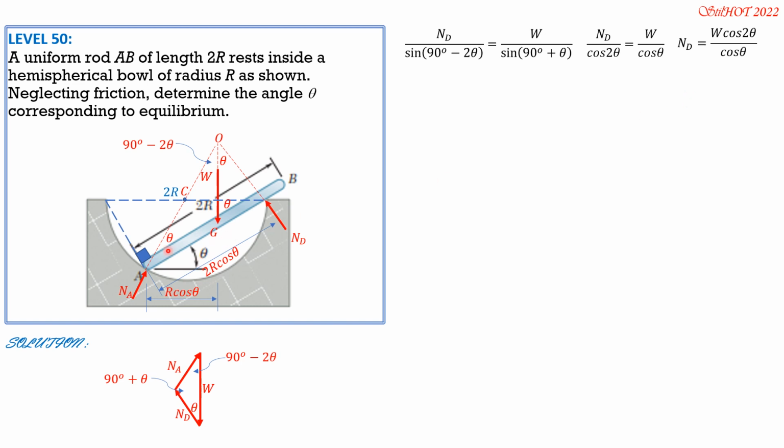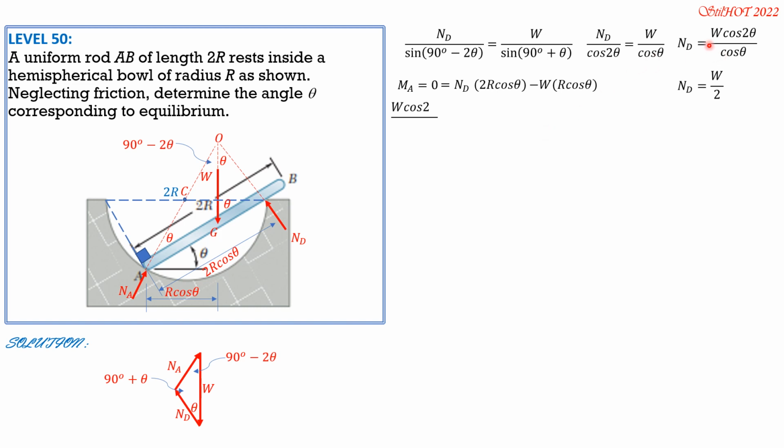Then we consider this free body diagram. We set moment about A equal to 0, counterclockwise positive. So we have NB times 2R cosine theta, then minus W times R cosine theta equals 0. So divide everything by R cosine theta. Then we can derive NB equals W over 2.